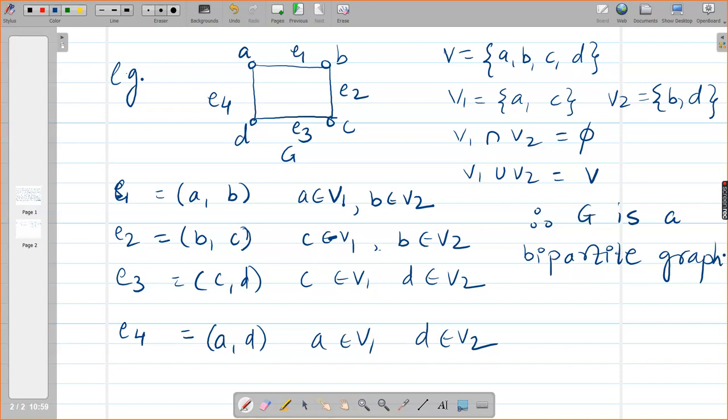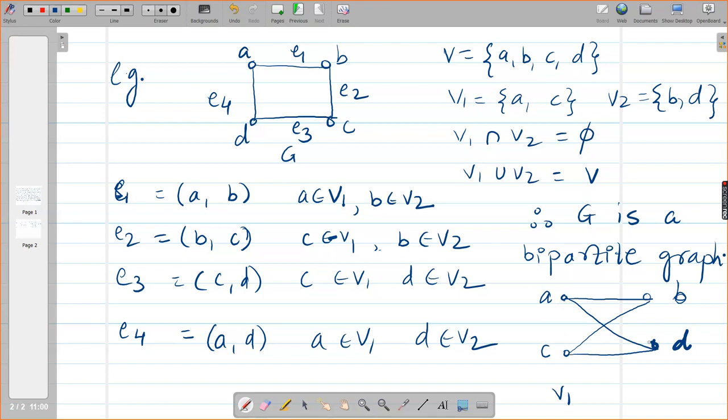I am redrawing this. I am rearranging this. What am I doing? The vertices of V1 are who? A and C. And for V2, I am drawing the same graph, but as a different structure. Adjacency will remain the same. A is adjacent with D. A is adjacent with B. C is adjacent with B. C is adjacent with D. Correct? Right?